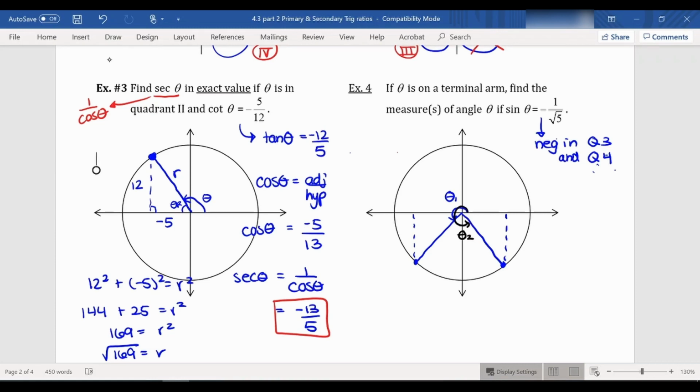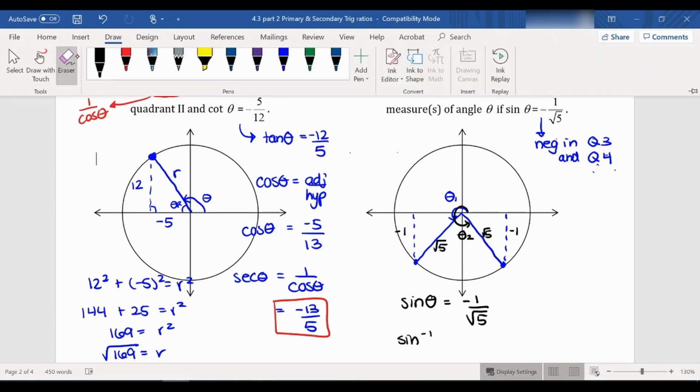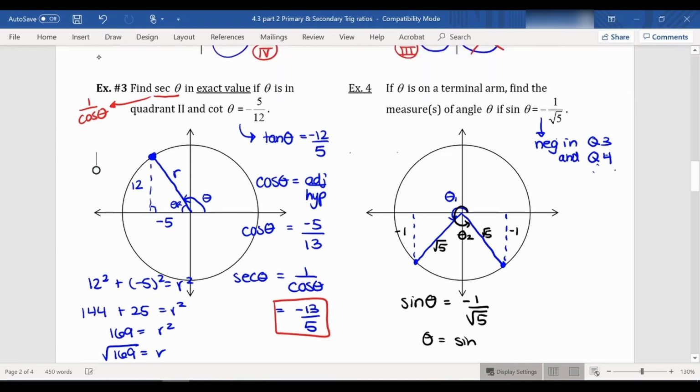Now we also know that sine is opposite over hypotenuse. We know the hypotenuse cannot be negative, so our opposite side must be -1. This is what our triangles will look like. Now we're trying to find theta, which means we probably need a reference angle to help us with that. So if I have sine theta is equal to -1 over √5, if I do the inverse of sine, so let's put our theta on this side, of -1 over √5, we're going to get a theta value.